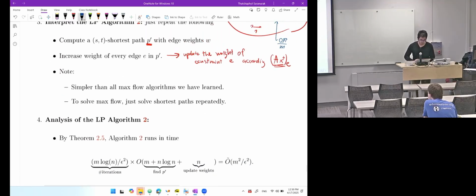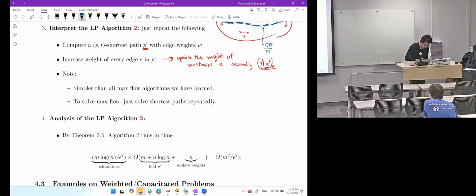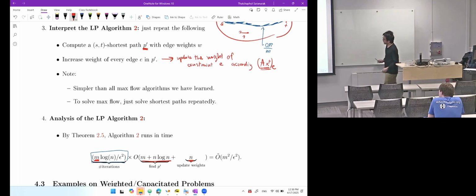And the algorithm will take this time. This is the number of iterations because this is the width, right? And in each round, you need to find a shortest path, and in each round, you need to update the weights. The number of edges that you need to update is just going to be along the path, so that's at most n. There are n edges along the path. So that gives you something like m squared over epsilon, with O tilde hiding some polylog factor.